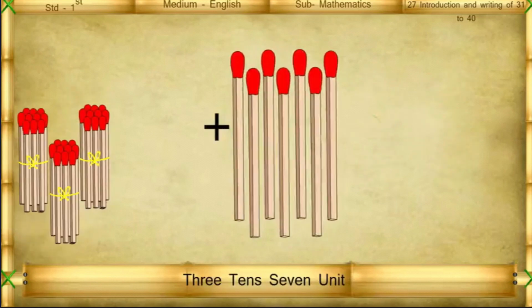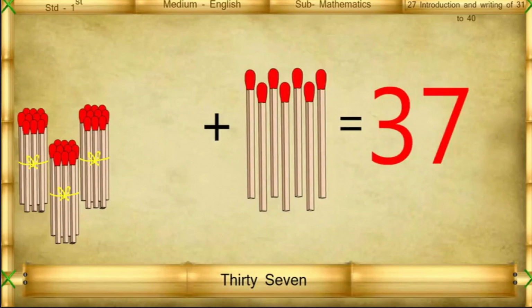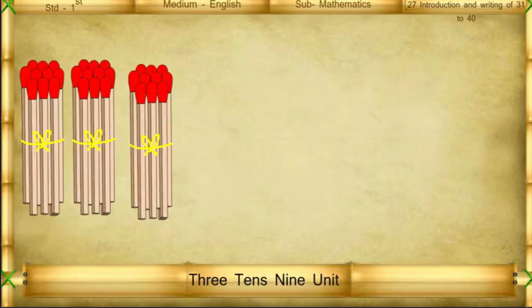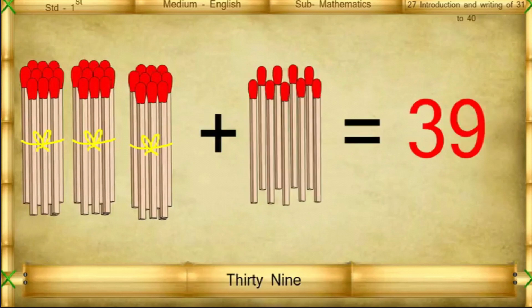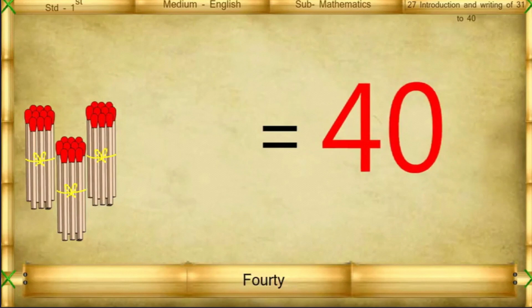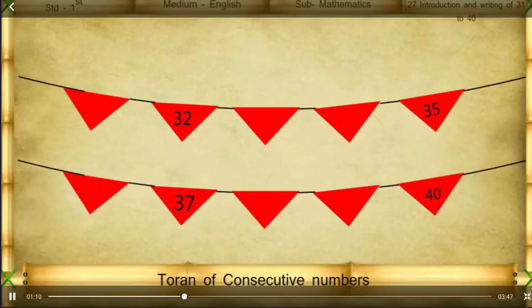3 tens, 7 units, 37. 3 tens, 8 units, 38. 3 tens, 9 units, 39. 4 tens, 40. These are consecutive numbers.